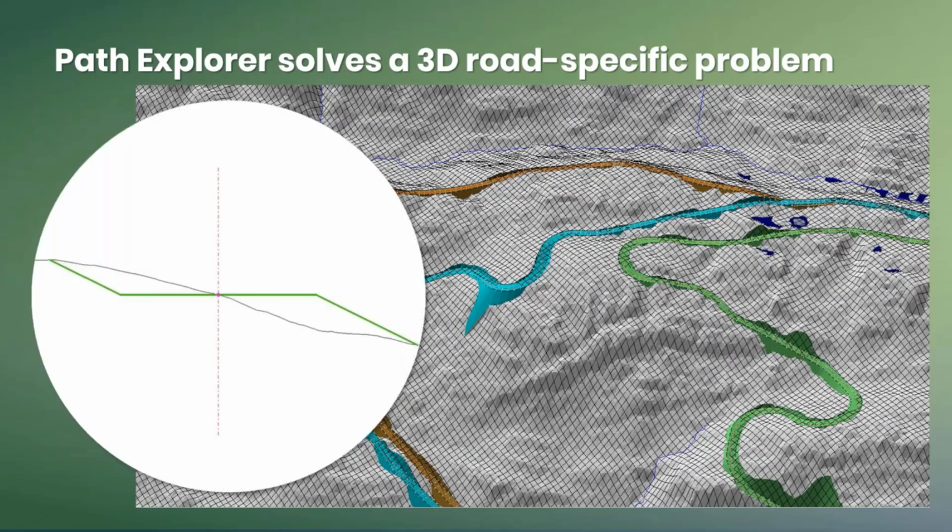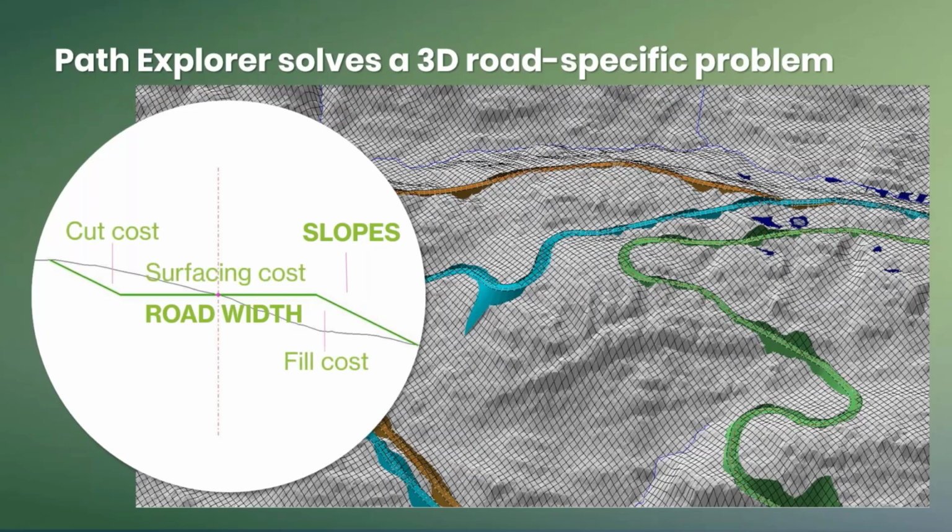So I should note, it is a simplistic cross-section. It's not looking at including ditches, including retaining walls. It's just a simple trapezoidal cross-section. But this cross-section has a few different elements that you, as a user, can control when we're asking Path Explorer to search for us. So the first thing you can control is your road width. I had mentioned the cut and fill slopes. You can control those. And then it's also going to look at cut cost, fill cost, and surfacing cost.